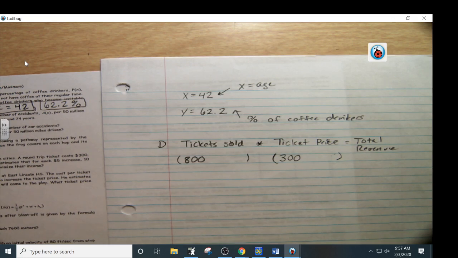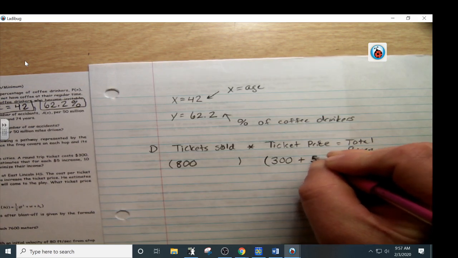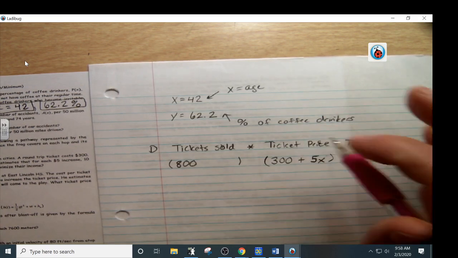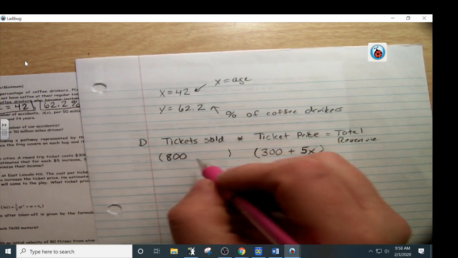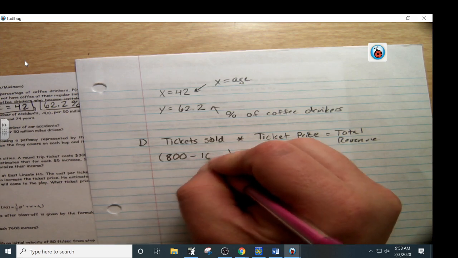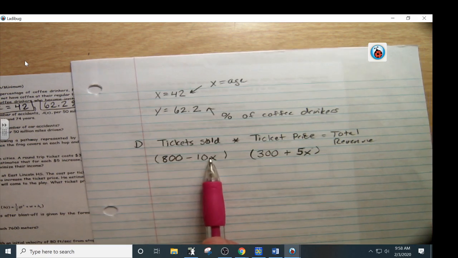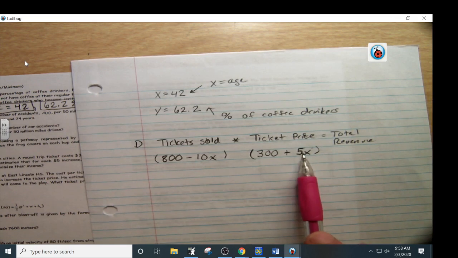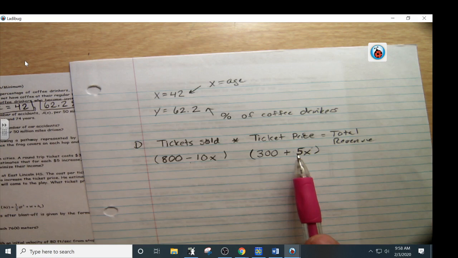Now, what are they about to do to the ticket price? They're going to add $5. So you're going to add 5 and put an X beside it. And then they're going to subtract 10, because they said they would lose 10 passengers for every $5 increase. It's minus 10 passengers or 10 tickets sold for every $5 increase. Minus 10 because you're losing, adding 5 because you're raising the price.